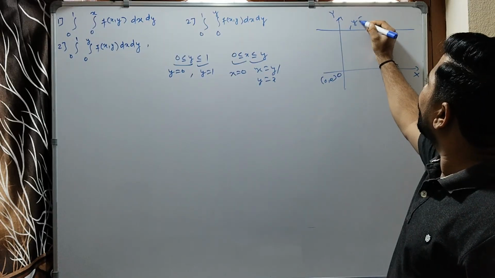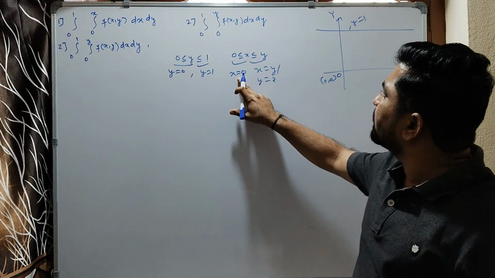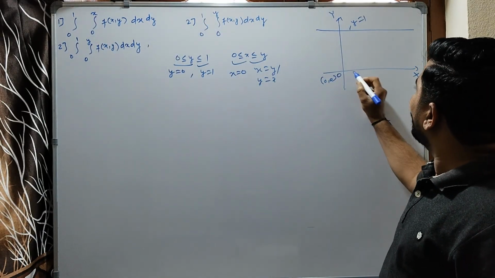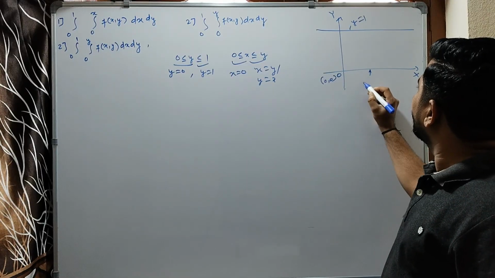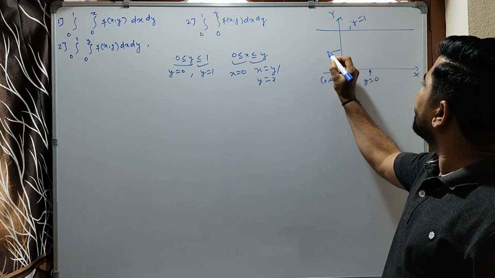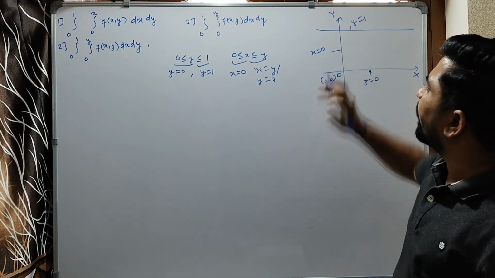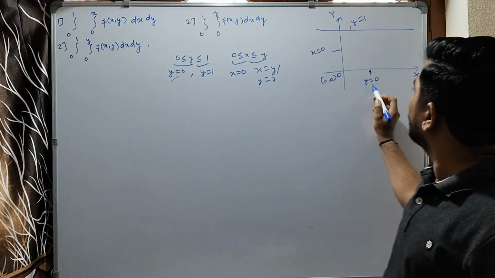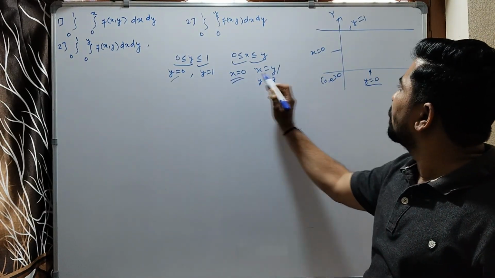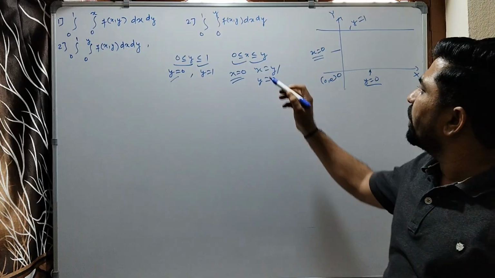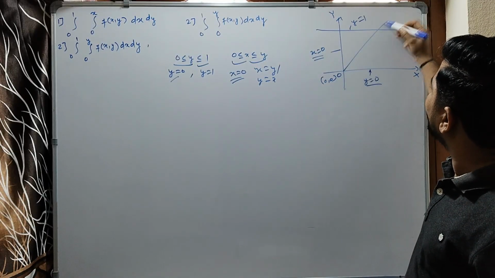Here, let's say this is my line y equals 1. Now here x equals 0 means y equals 0. Let's say this is x equals 0, my y axis. Now y equals x is the line passing through the origin.